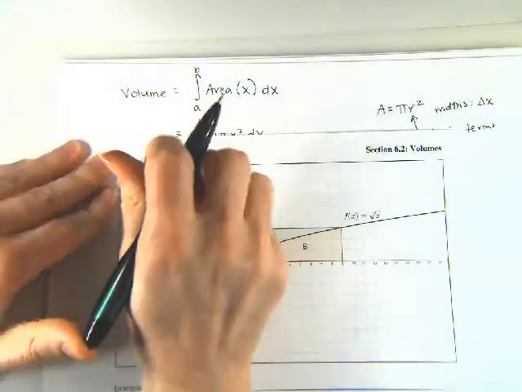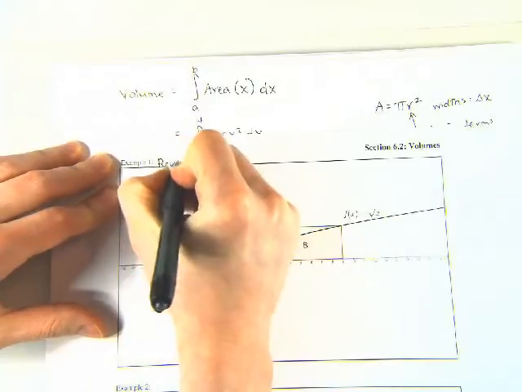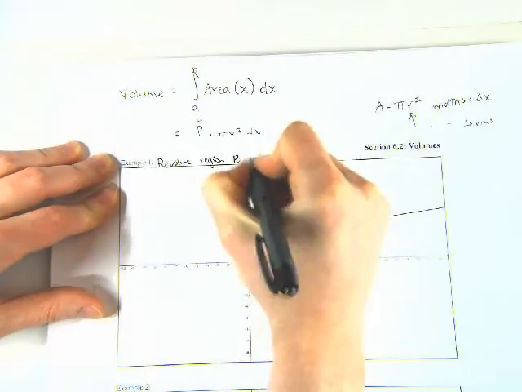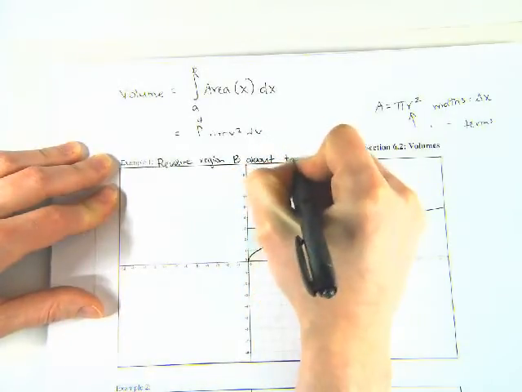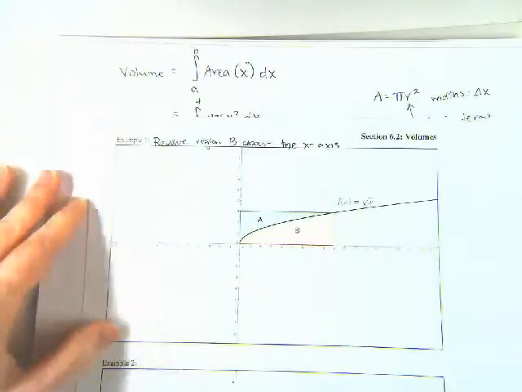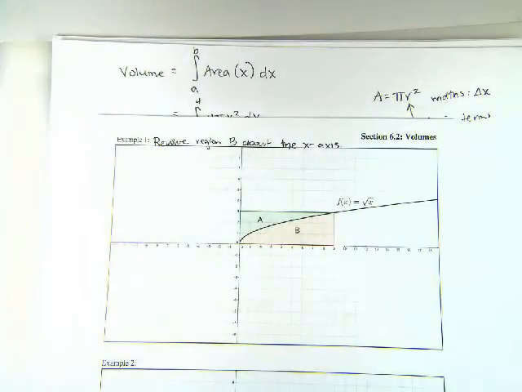Let's go ahead and revolve region B about the x-axis. And the idea with all of these is that we're going to want to find the volume of the three-dimensional object that gets created by doing that revolution.